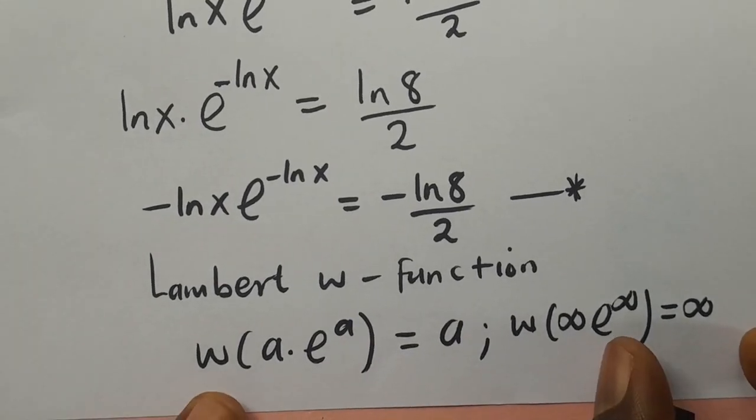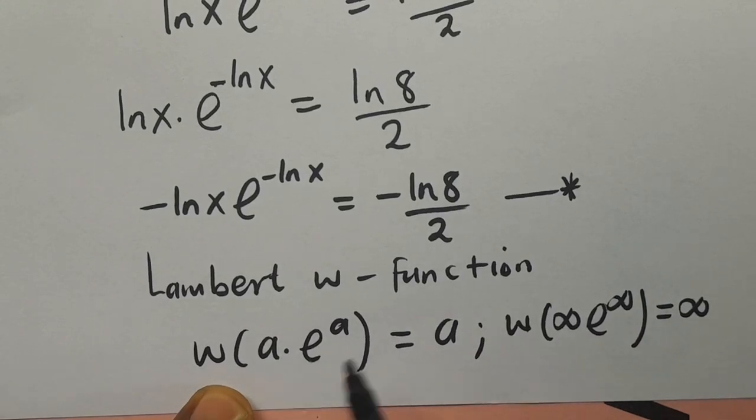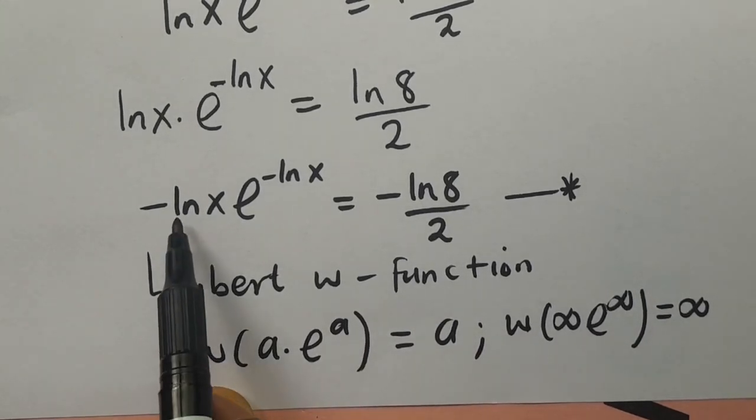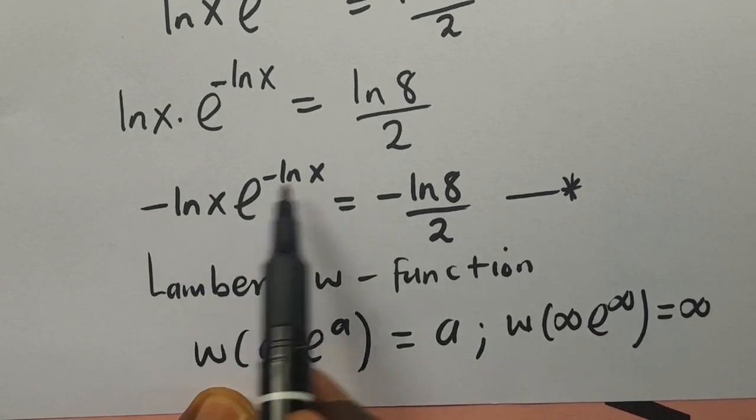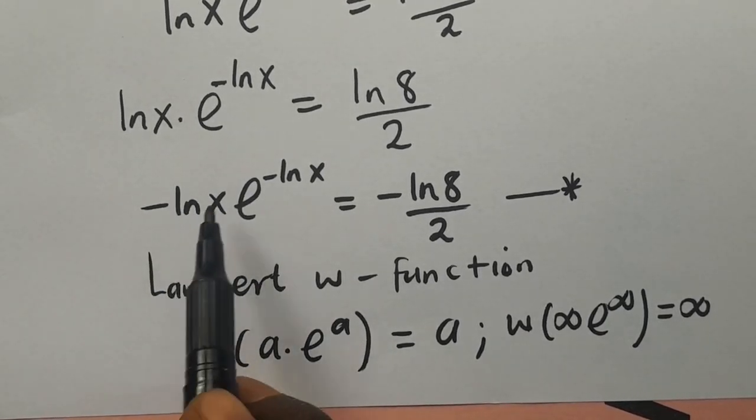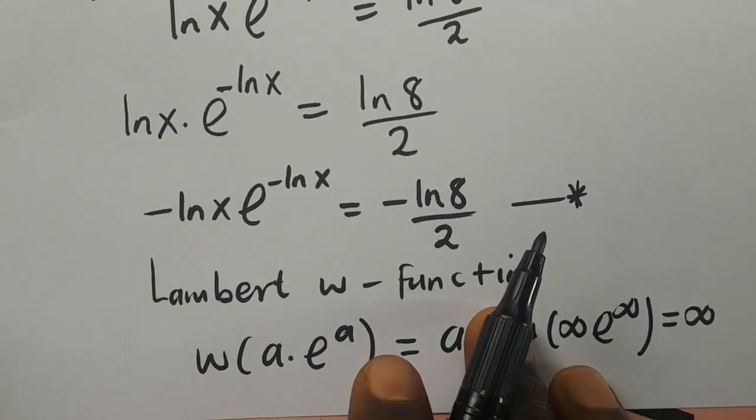Now our concern here is that the base and the power must be the same, and look here, we have the base to be the same thing as the power, so we can introduce the Lambert W function.